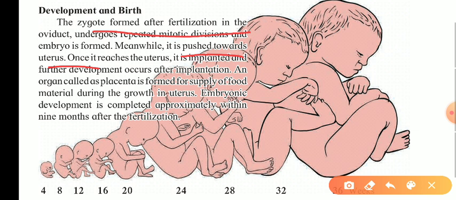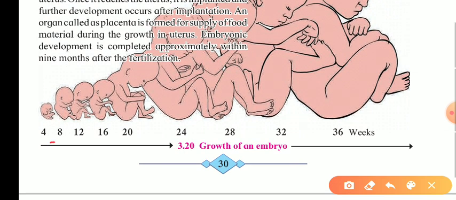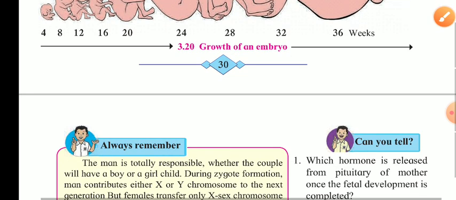Means after a number of mitotic cell divisions, the zygote converts into the embryo, and that embryo is pushed towards the uterus and gets implanted in the uterus, and from there till the birth of a child it remains there and grows there. Further, you can see over here with the weeks, they have shown the growth of a child from the 4th week till the 36th week, which is the time required for the proper development of the child in the womb of the mother.